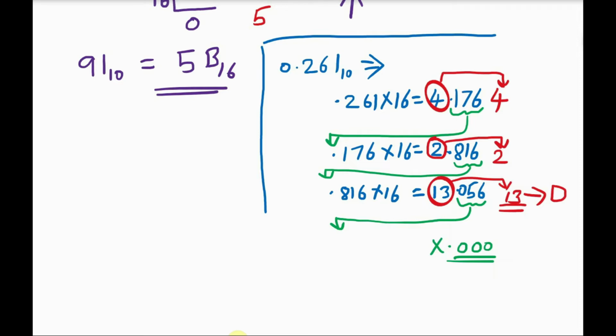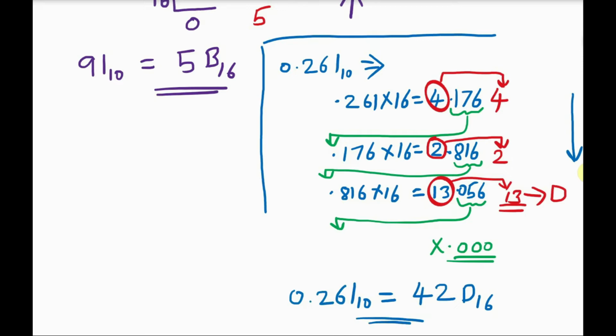So in some cases like this number 0.261, it may not stop. It will go repeatedly again and again. So we can stop with 3 or 4 numbers. So here is how we will write the answer: 0.261 to the base 10 is equal to, we have to write from top to bottom. In the division method, we have written from bottom to top. Here we have to write from top to bottom. So that is 42D to the base 16. So this is the answer.